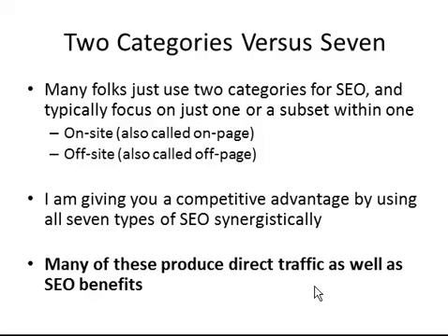2 categories versus 7. The 2 categories which are most commonly used are on-site and off-site. These are also referred to as on-page and off-page. On-site or on-page refer to a number of things under your direct control on your website. Off-site or off-page refer to elements outside of your website, typically consisting primarily of various links to your website.